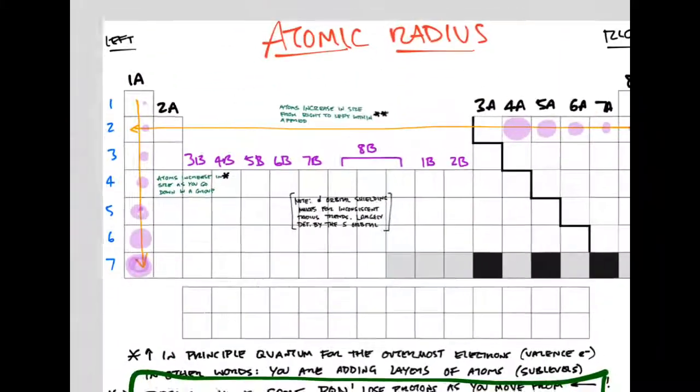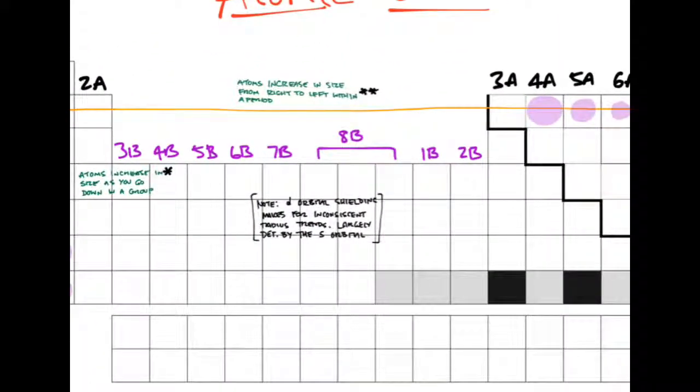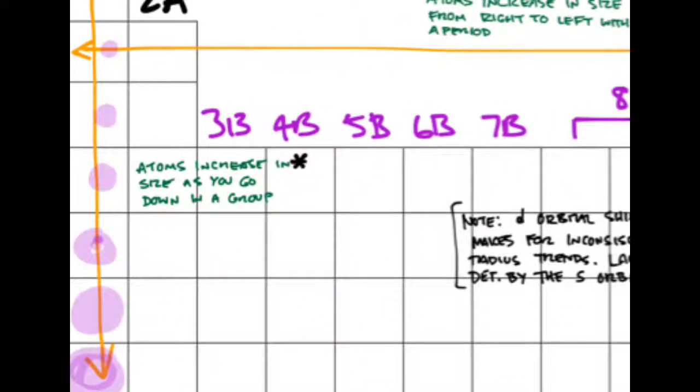If you take a look at the periodic table, and let's say we had scandium, which is atomic number 21. So I'm just going to go ahead and write in 21 right here.